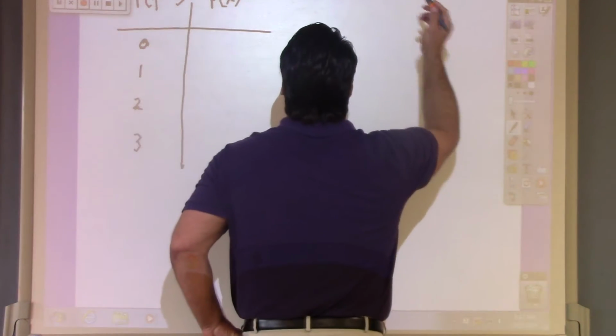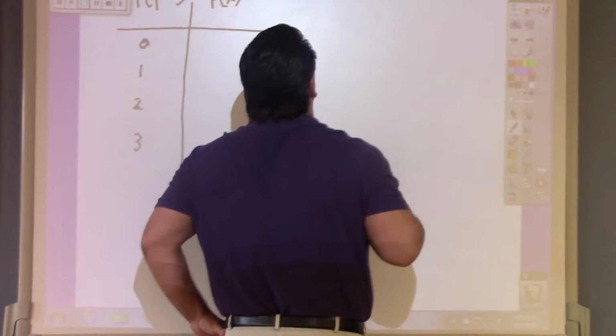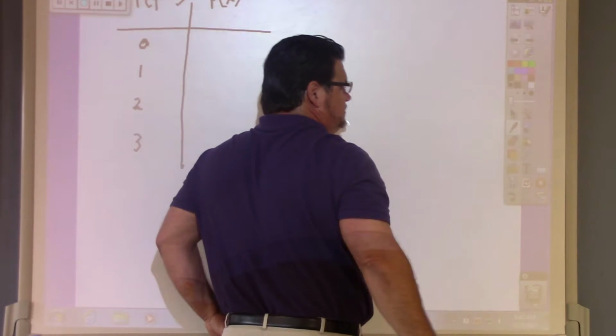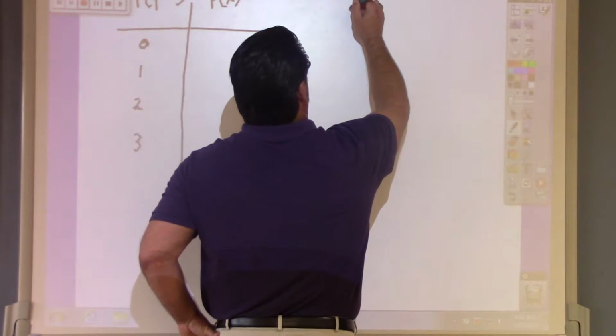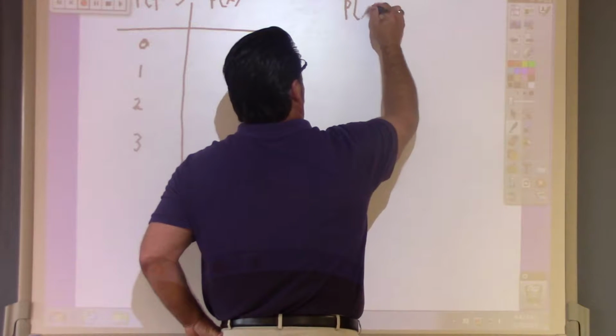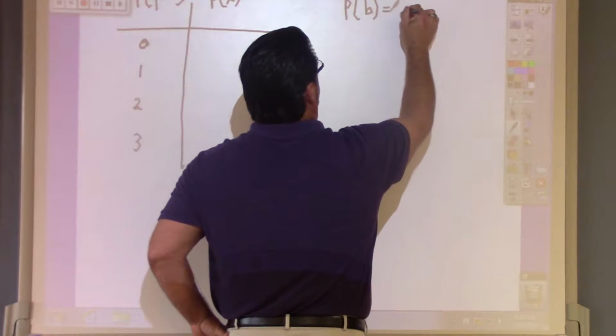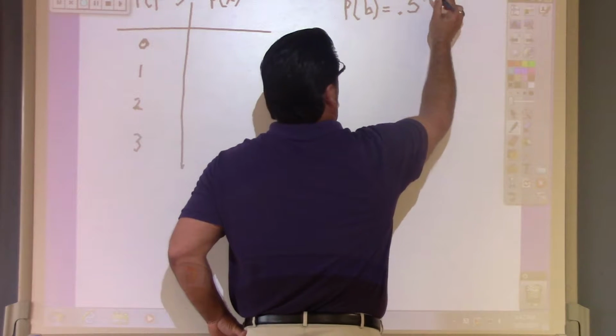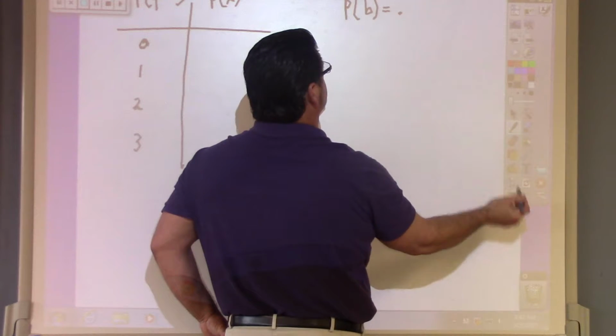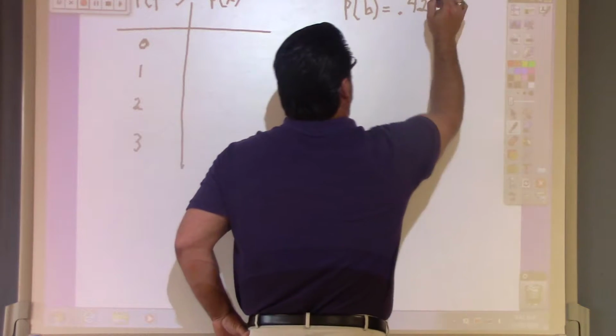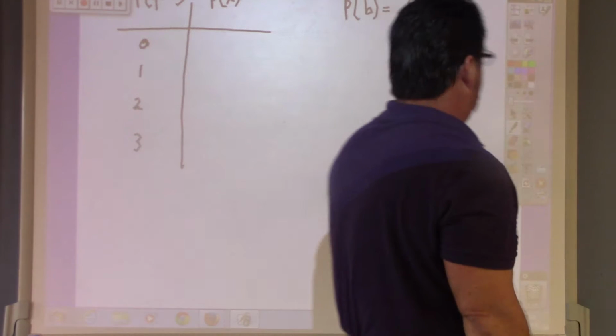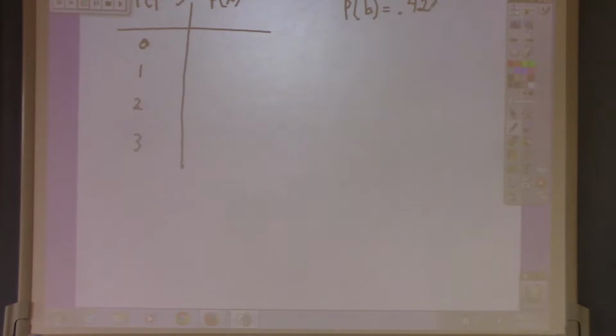But in this problem, there is a medicine that's being used that changes the probability. Probability of a boy is equal to 0.42. And that's all they give you, and they want you to make a probability distribution. So take your calculators out and go ahead and fill out that chart.